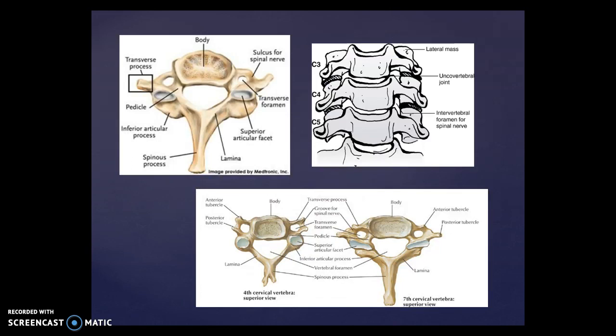Okay, here are some other pictures. When I was talking about the uncinate processes, you can see these from the anterior view here, and you'll see that little bit of a lip and mass there. On here, it's just another view of your body, transverse foramen, spinous processes. Here, just another picture of some of the same landmarks.